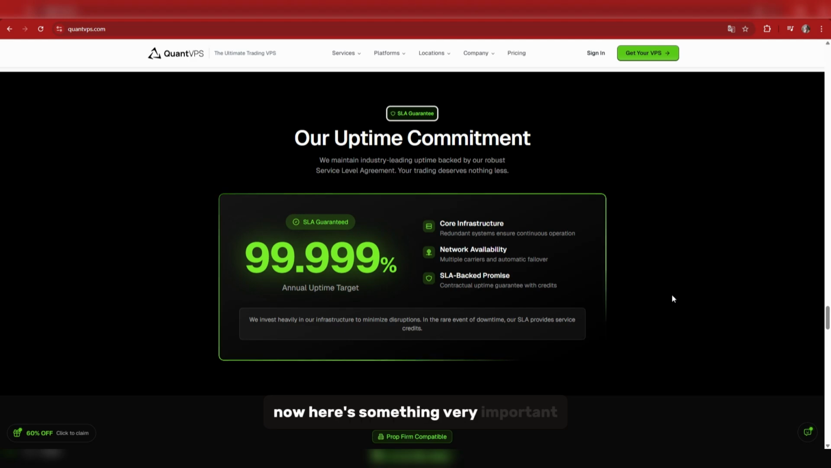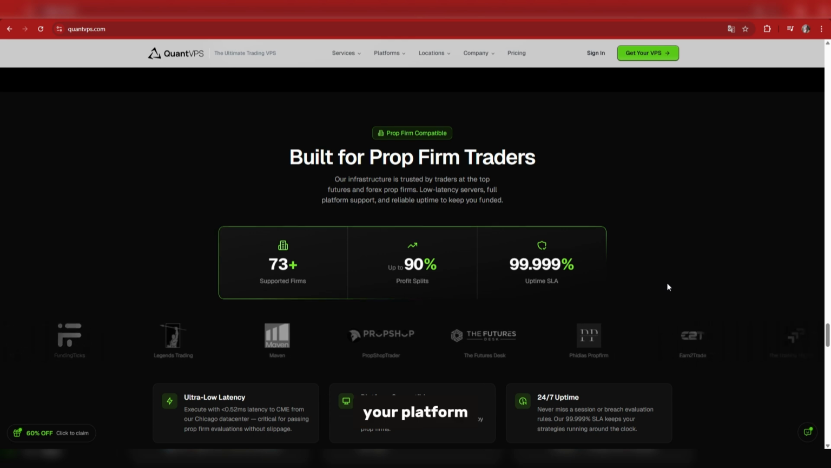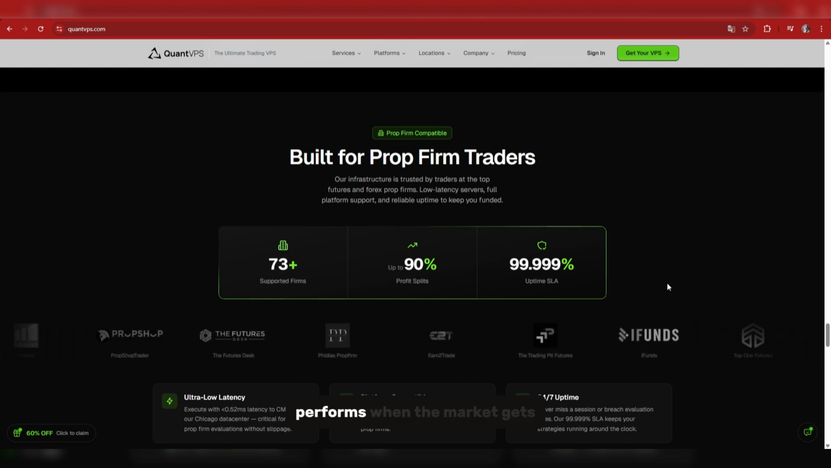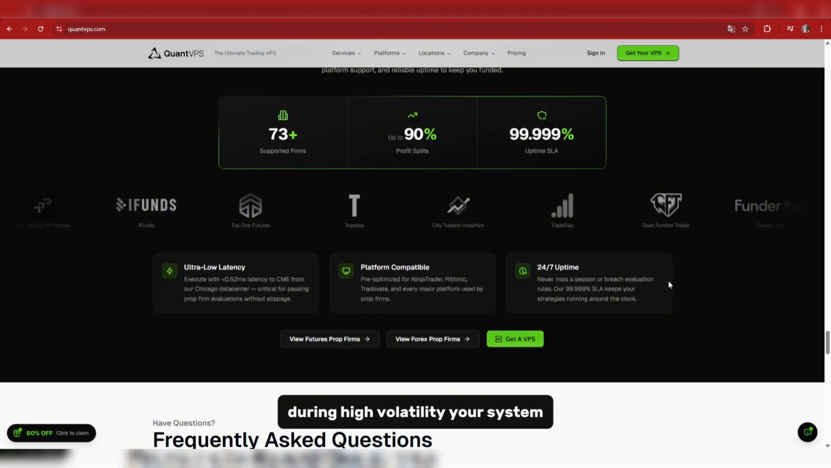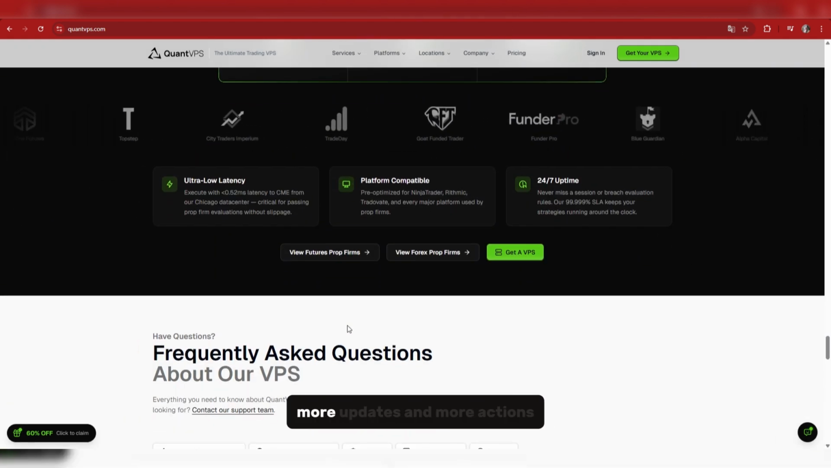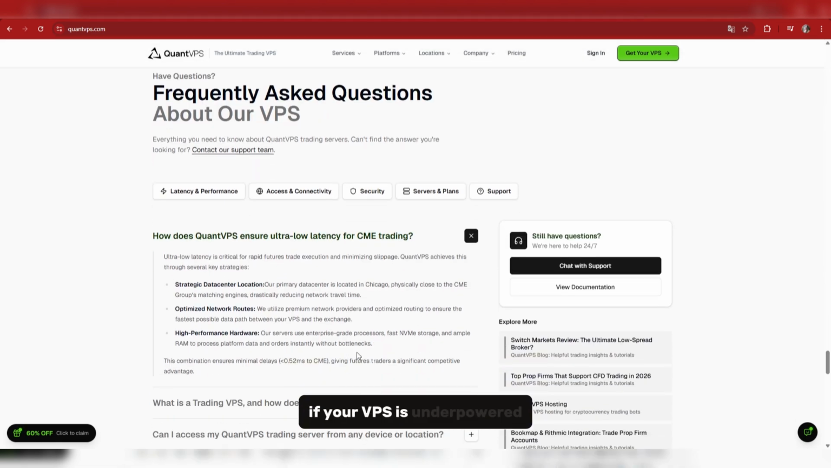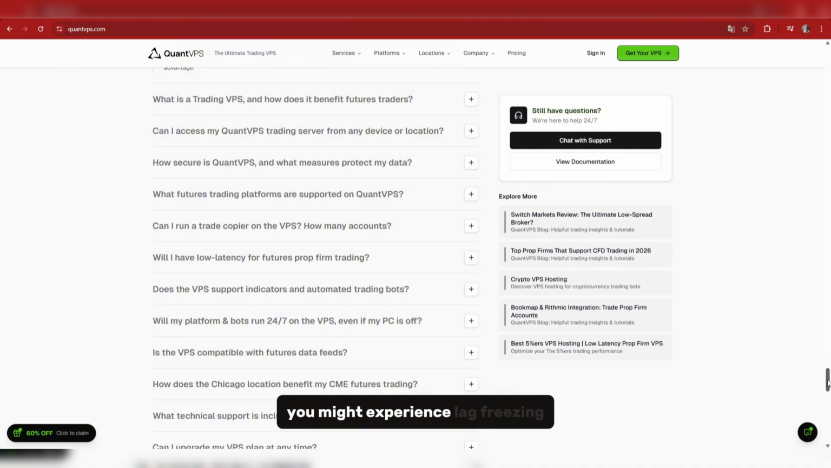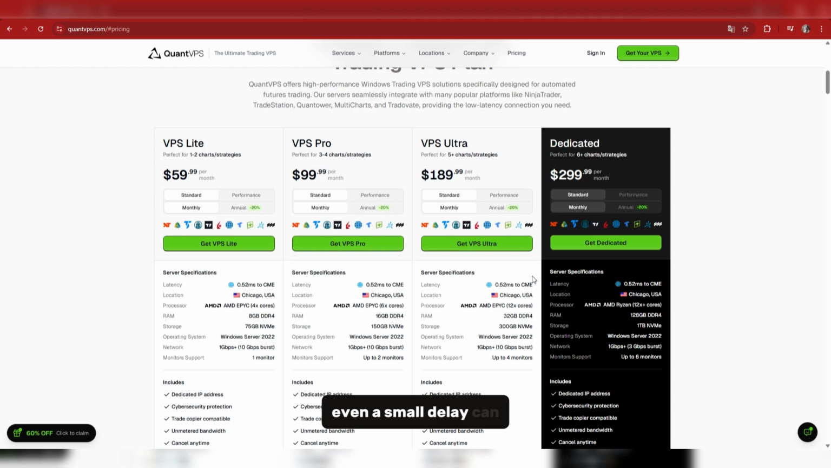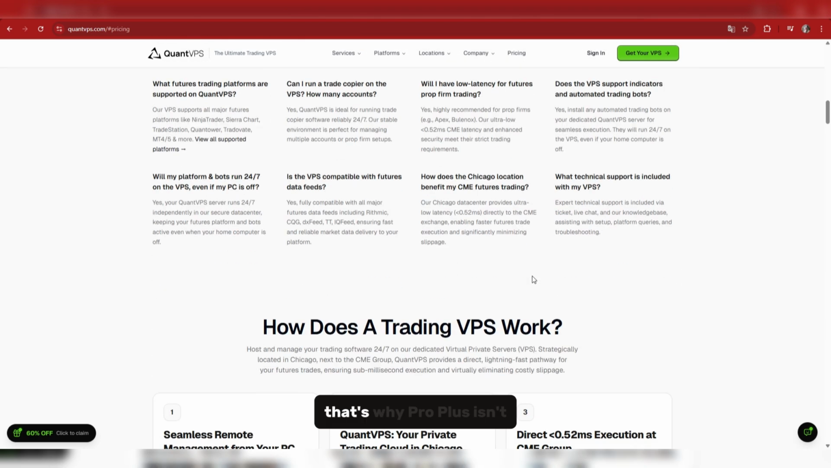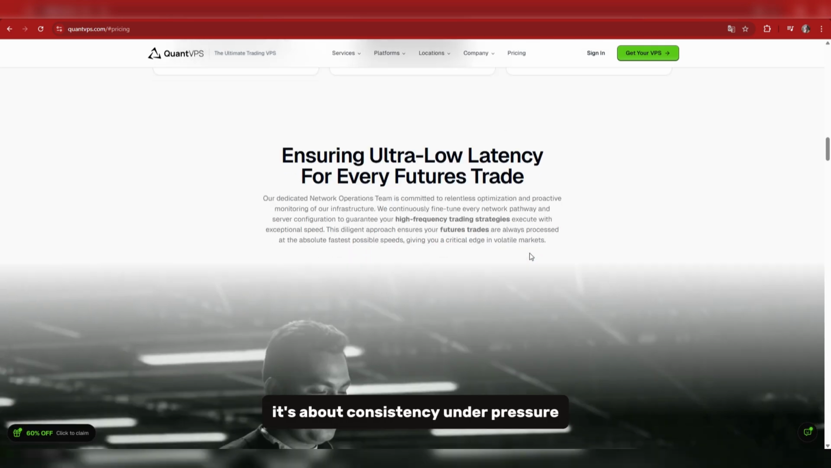Now here's something very important that most people overlook. It's not just about running your platform, it's about how your VPS performs when the market gets intense. During high volatility, your system has to process more data, more updates, and more actions at the same time. If your VPS is underpowered, you might experience lag, freezing, and delayed execution, and in trading, even a small delay can impact your results. That's why Pro Plus isn't just about performance, it's about consistency under pressure.